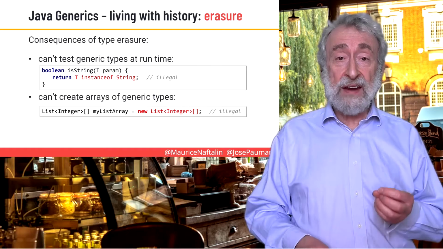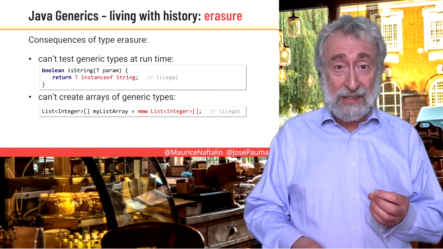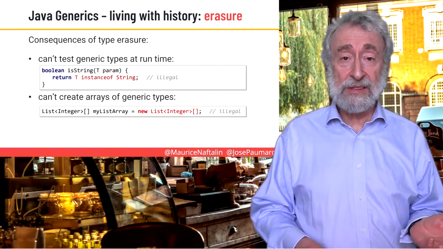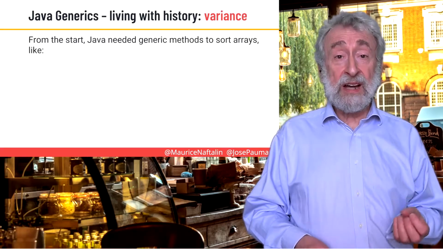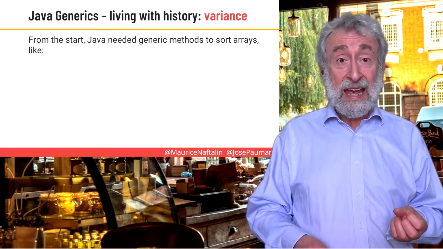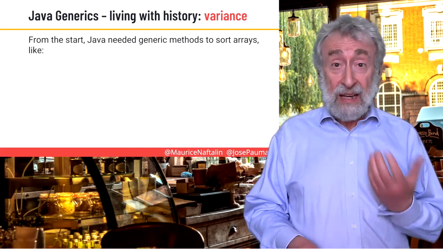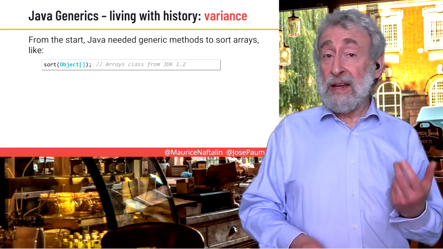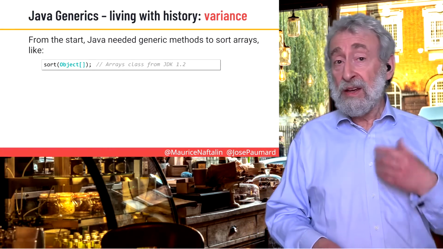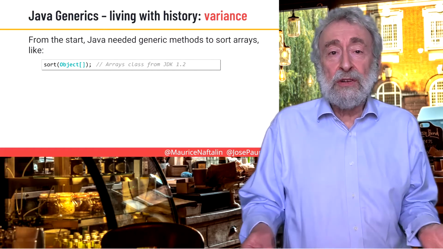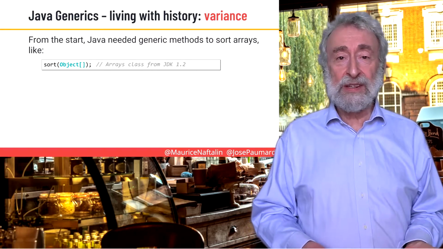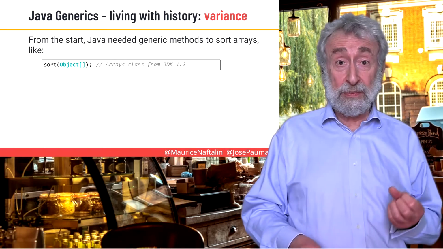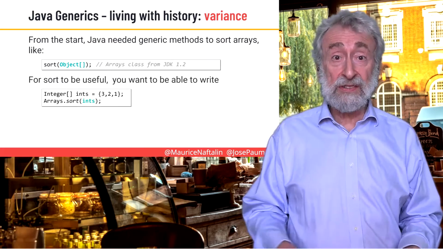And that brings me on to the second big problem of backward compatibility with generics. And that is the way that variance is implemented in arrays compared to the way it was implemented in generics. What's that about? Well, from the start, Java needed generic methods. It had to be possible to write methods like this one from the utility class java.util.Arrays that would be able to work with different kinds of objects. A language that couldn't support generic sort methods would have had no plausibility at all. The same algorithm has to be usable for arrays of Integer as for arrays of String.